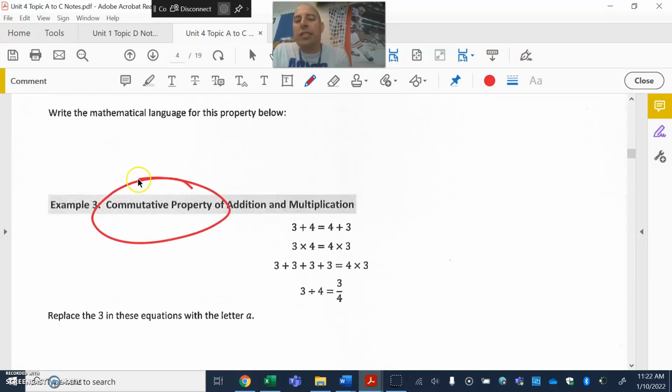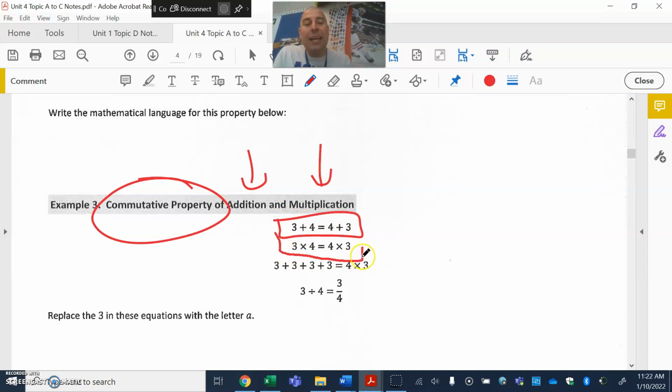The commutative property. People, when you are adding or multiplying, you can switch the order. 3 plus 4 is the same as doing 4 plus 3. You get 7 each time. 3 times 4 is the same as 4 times 3. You still get 12. So we just give it a name.